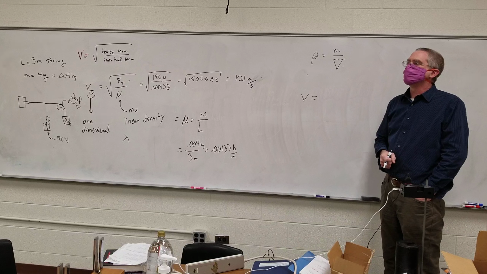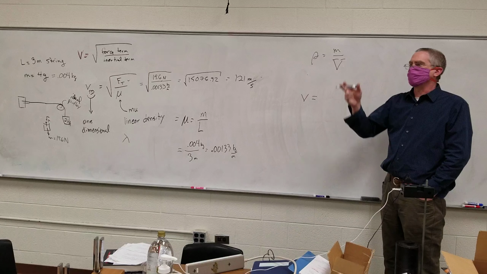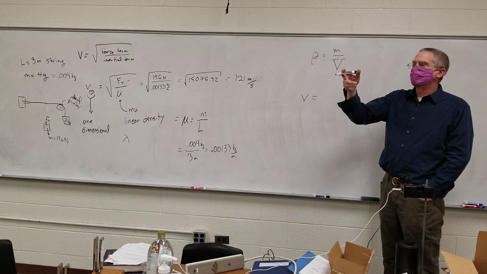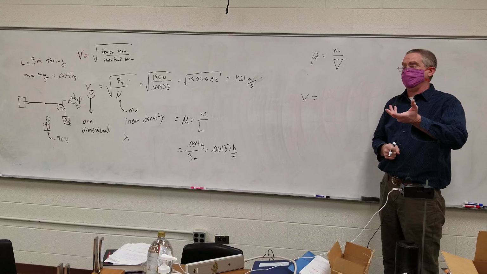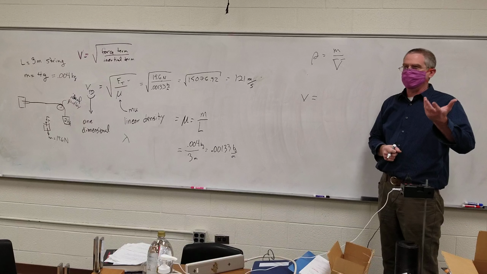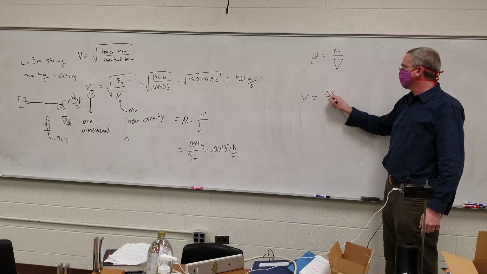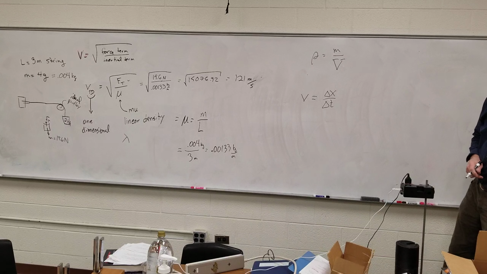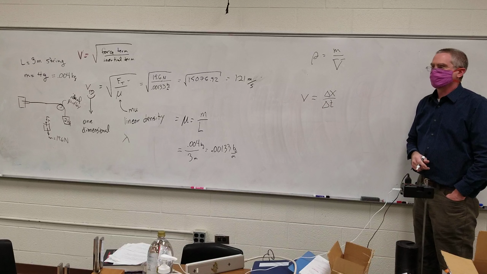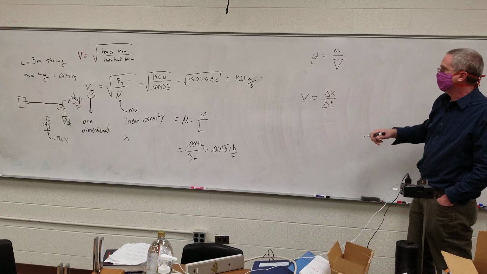How do you find speed? Distance, divided by something. Is it distance divided by time? It is. If you get pulled over for speeding tickets because you're doing 50 miles per hour, that's a distance over time. So it is distance over time.